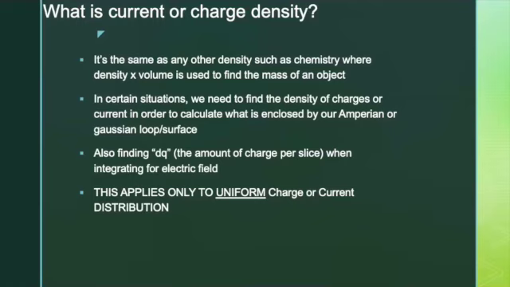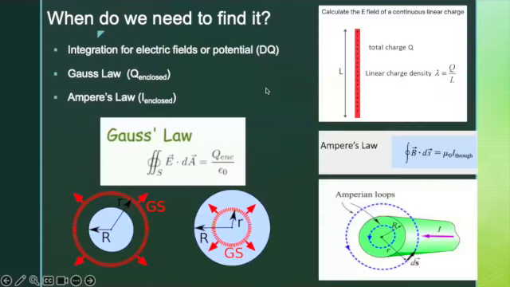Also, we need to find dq before we learn Gauss's law, or if we don't have symmetry that will allow us to use Gauss's law, we need to find dq. In order to find dq, we need to know what the charge density is per unit length. And just to be clear, this only applies to uniform charge or current distributions.